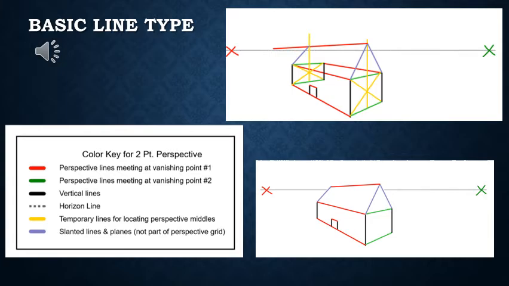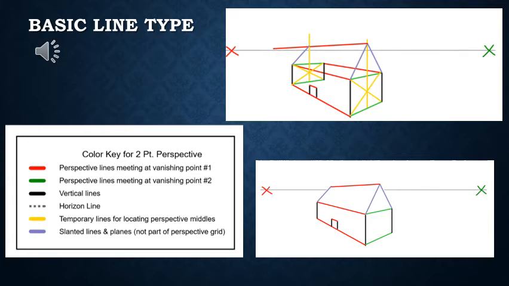In this slide we have three images. One is the construction lines which are creating a house. Second is a complete house, and over here we have the basic line types which we are using in this 2 point perspective. Over here we have defined colors for the lines so that we can understand better where the line is coming from and from which angle the line is produced.